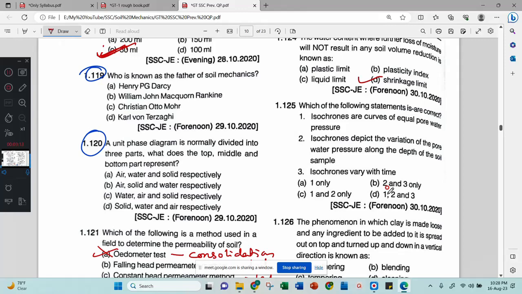Which is the answer? The correct answer is B, 2 and 3 only.